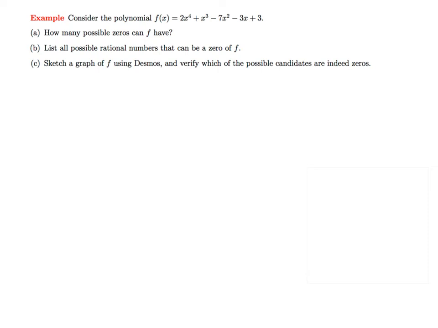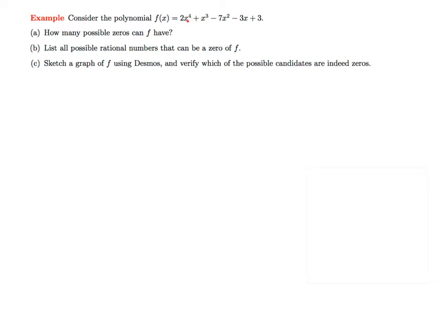For this example, we have the following polynomial f, which is given up here, and we want to try and identify some possible values of x that will make the function equal to 0. And we're going to do this by looking at factors of the leading coefficient and the constant term. So the first question in part A is, well, how many possible zeros can f have?